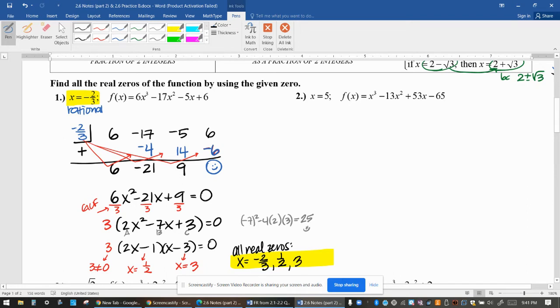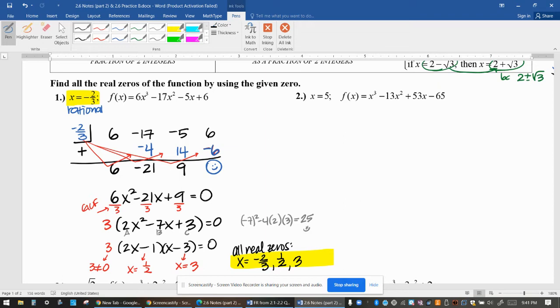So again, when you're trying to find all the real zeros, make sure that you include the one that they gave you. So this cubic, if I were to graph it, would hit the x-axis at negative 2/3, positive 1/2, and positive 3. So that's how you can check your answers. Graph it and see if it hits the x-axis at those values.